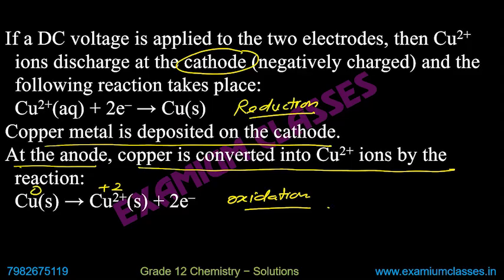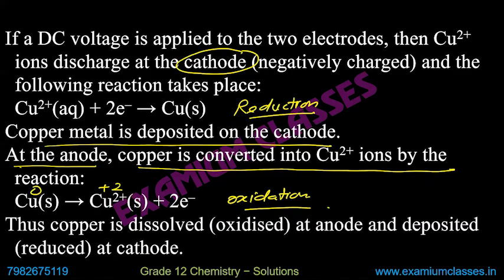So the two compartments will change their nature, right? In a galvanic cell, where reduction was taking place, here oxidation will take place. So cathode will become anode, anode will become cathode, but conventions will not change. At cathode, reduction will take place. At anode, oxidation will take place. So the copper is dissolved or oxidized at the anode and deposited at the cathode.